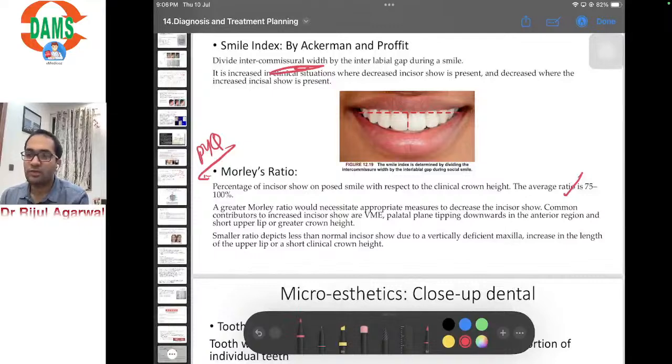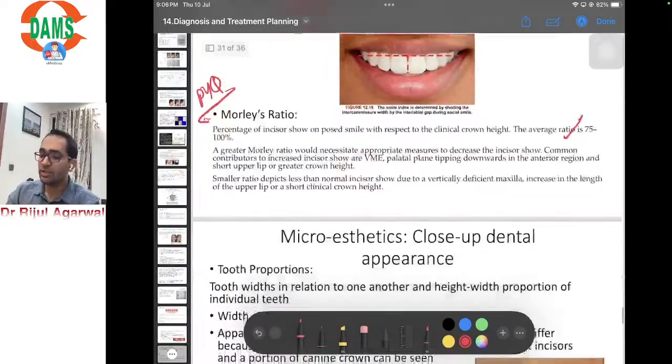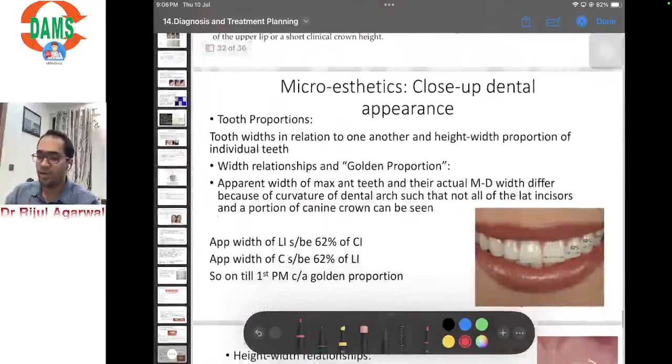Okay, so these values again I am saying are very important. Smile index, Morley's ratio, which one is in the numerator and which in the denominator, just go through it. Again comes the last thing, microaesthetics, that is the relationship of teeth with respect to each other, that is the tooth proportions. Now here again comes the golden proportion which I told you in the beginning of the lecture.